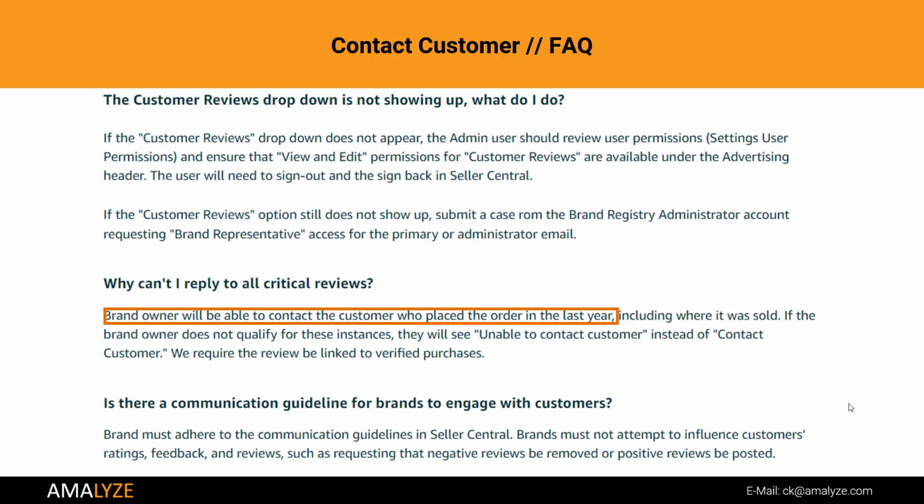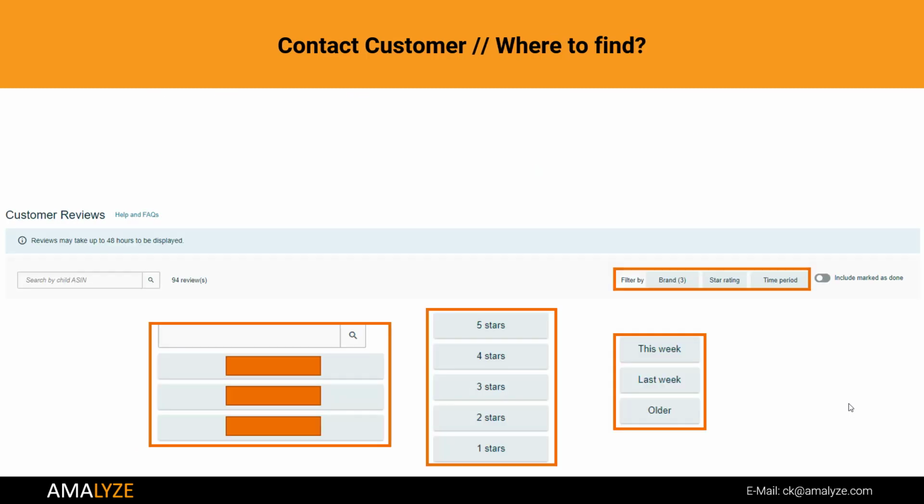Is there a communication guideline for brands to engage with customers? Yes, you can find it in Seller Central and read through it. Now, where to find it, we have talked about that, and how to use the filters, we will talk about that now. You see first the brands, here in that example 3 different brands, then the star rating, of course 1, 2, 3, 4, 5, and time period: this week, last week, or older, and you can set up the filter.